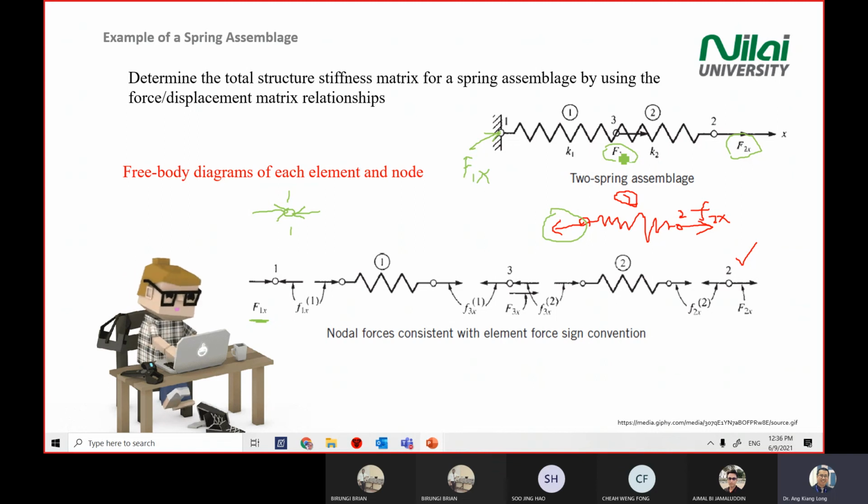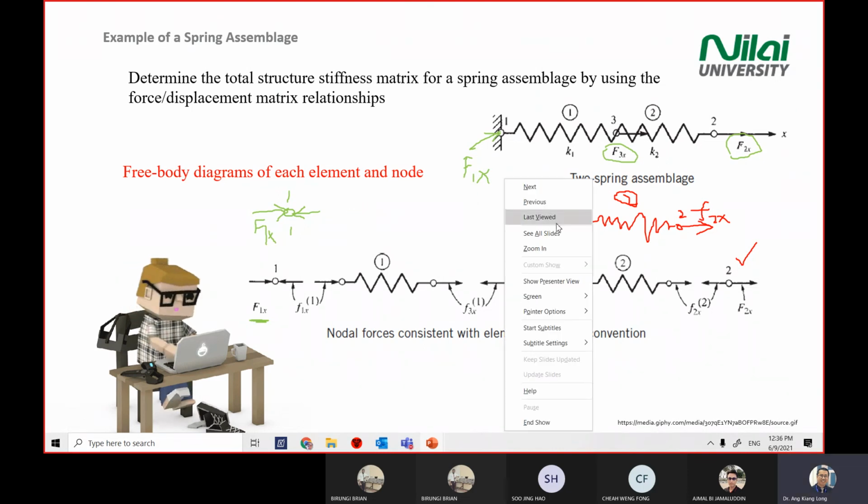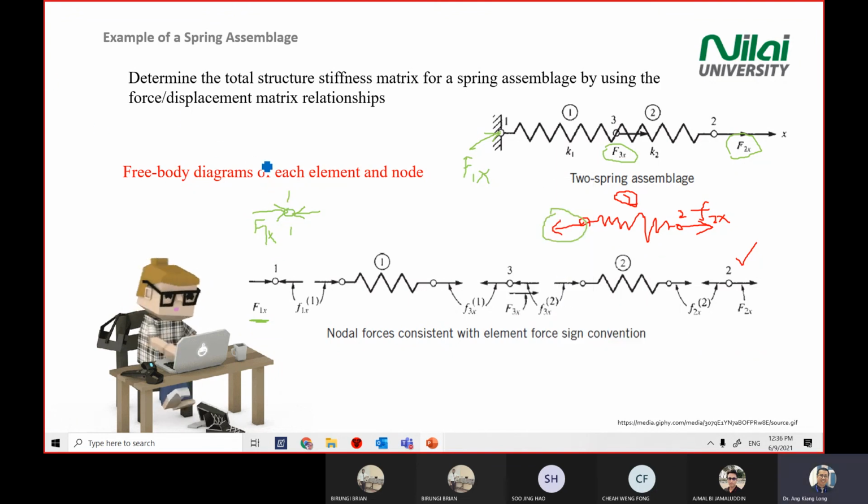Try to differentiate between the small f and capital F. For point 1, under the capital F, you have a reaction force that counters these two. So you have an F1x here. This one you can write as F1x. All right. Then you continue with the second element. Then you draw element 1.